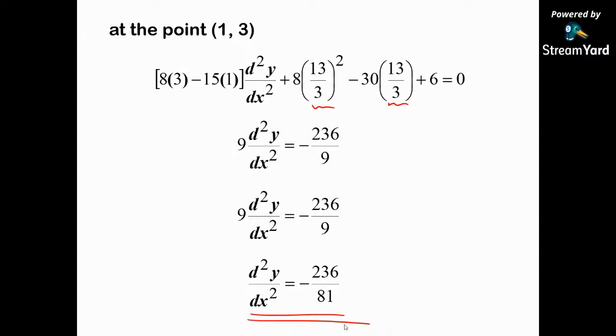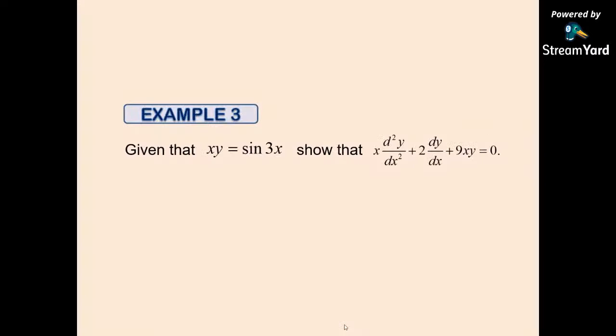Okay, so let us proceed with example 3. Given that xy is equal to sine 3x, show that x d2y over dx square plus 2 dy over dx plus 9xy is equal to 0. Do check first: in your denominator you have x, so that means we should differentiate everything with respect to x.